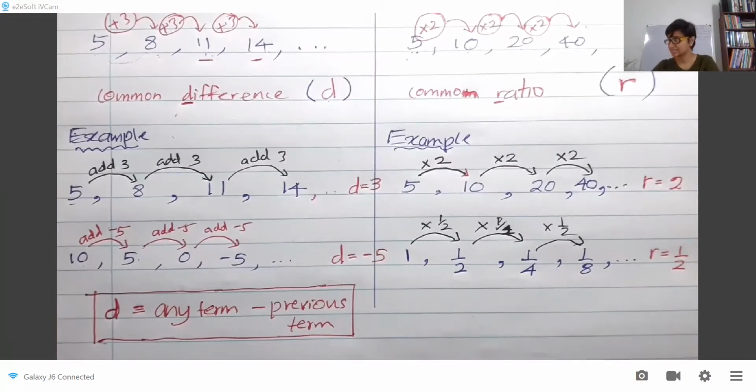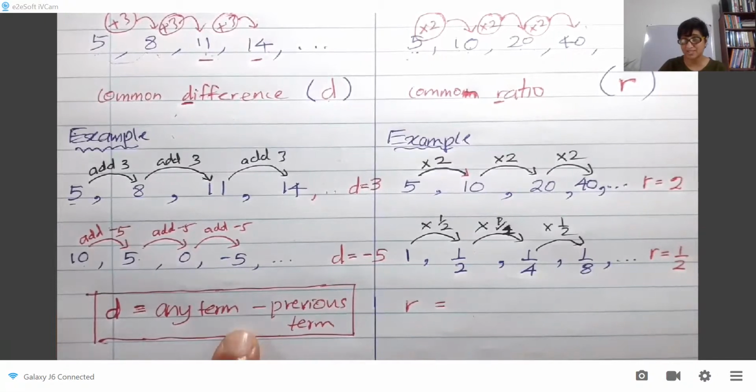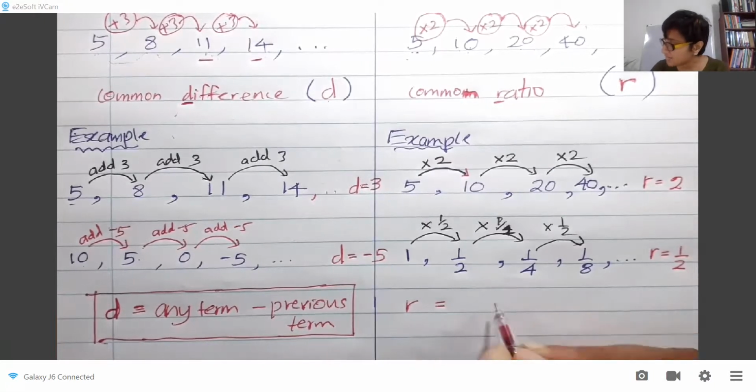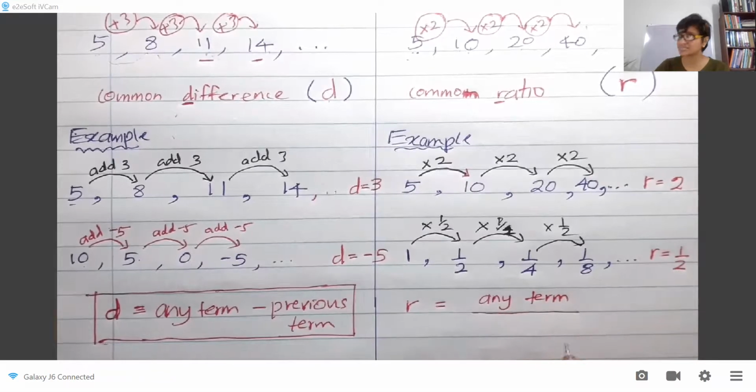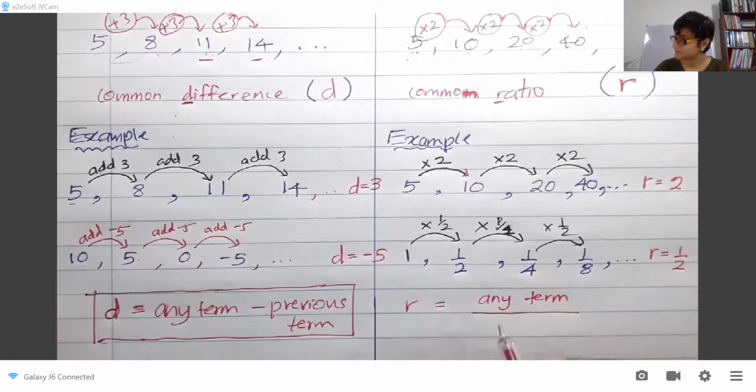And in the same way, you wrote a little formula for D for an arithmetic sequence. You can come up with a little formula for R. If I give you a geometric sequence and you want to find what the common ratio is, what you simply have to do is take any term and divide by the previous term. Here you take any term and minus the previous term. Here you take any term and divide by the previous term. Why can you take any term? Because it's the same. It's a common ratio. The same ratio between any 2 terms. So you take any term and divide by the previous term.